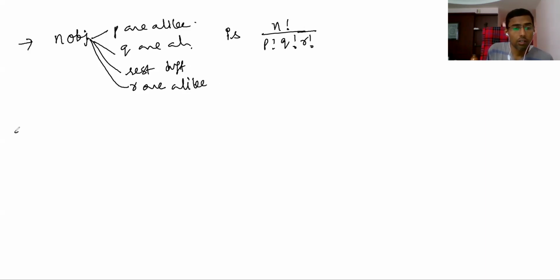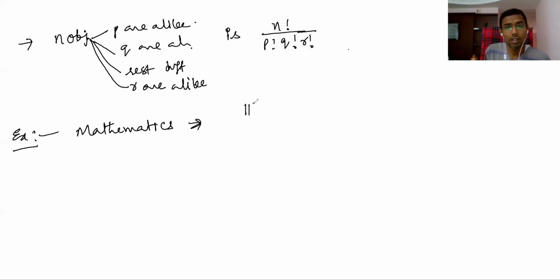Very simple. Yesterday I was giving you an example. What was that example? Mathematics. I told you this word mathematics has 11 letters, in which two M's are there, two A's are there, two T's are there. So 11 factorial by 2 factorial, 2 factorial, 2 factorial. Okay, this is how we have to do it.